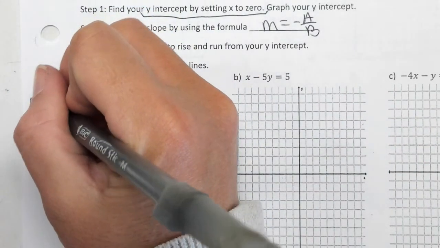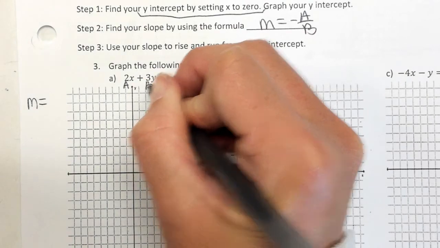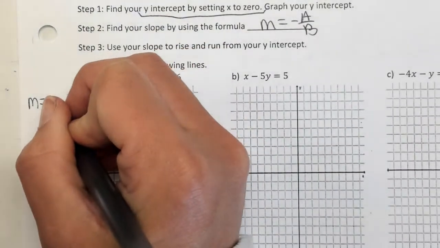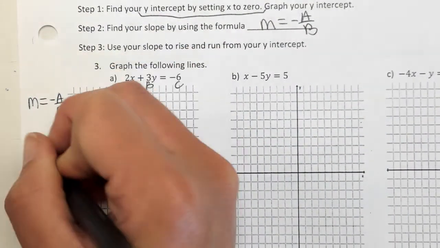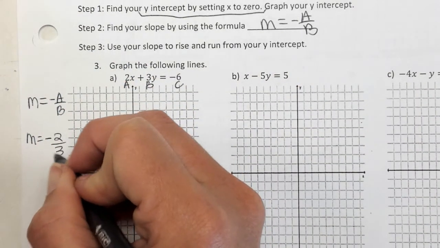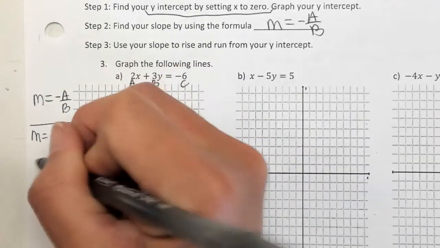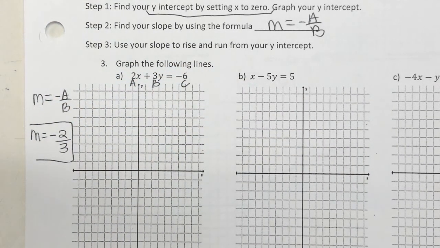So, for example, what is my A in this one? And my B? And my C. So, to find negative A over B for my slope, I would put in negative what? 2, which is my A, over 3, which is my B. So, that's our slope. We didn't even have to put it in slope-intercept form.